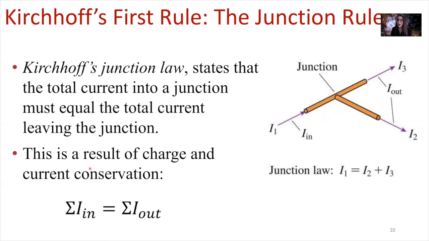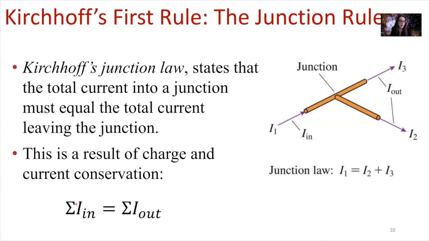This rule is a direct result of the conservation of charge, which is also the conservation of current. Imagine that current is like water flowing through a pipe. The same amount of material that comes into the pipe has to be the same amount of material that comes out of the pipe if that pipe splits off into different branches. And we can write this in equation form, and that says that the sum of all the currents coming into the junction equals the sum of all the currents coming out of the junction.